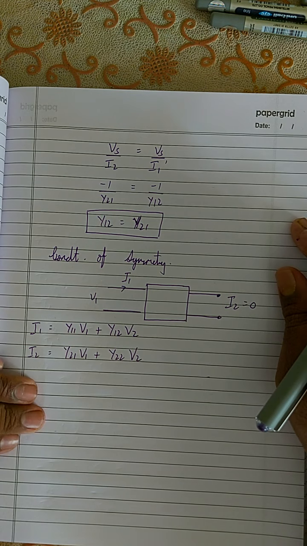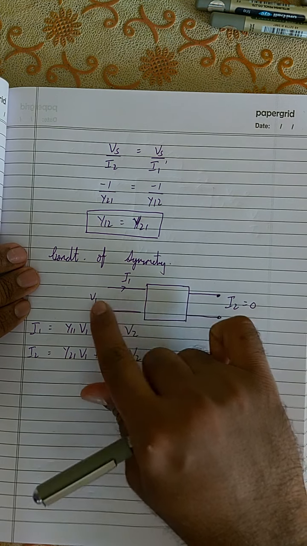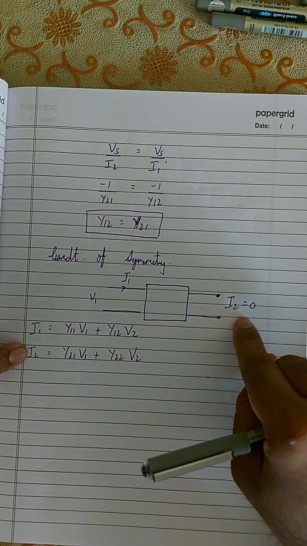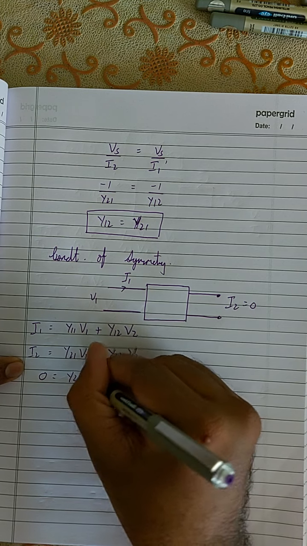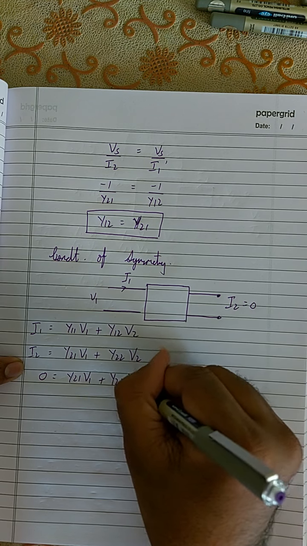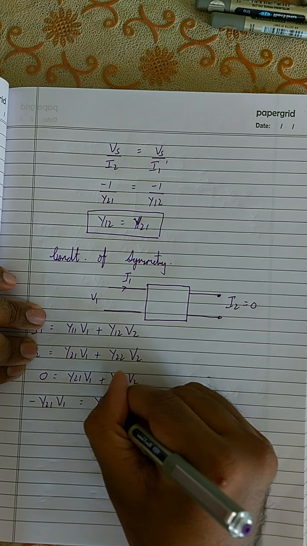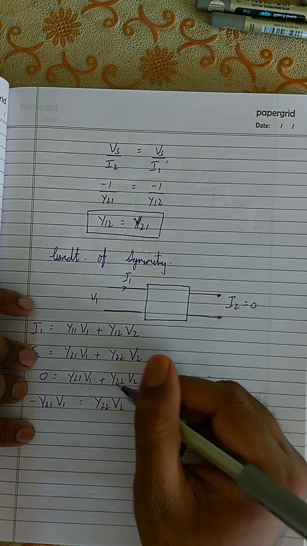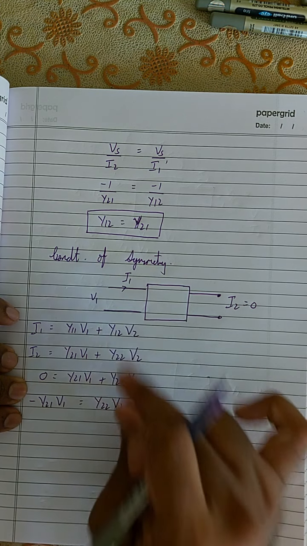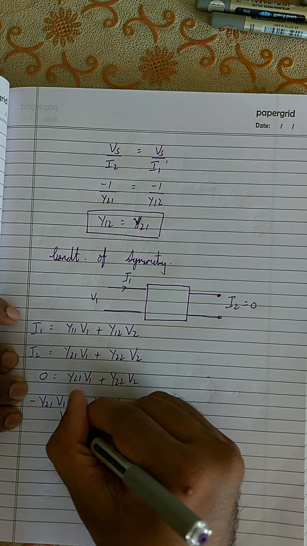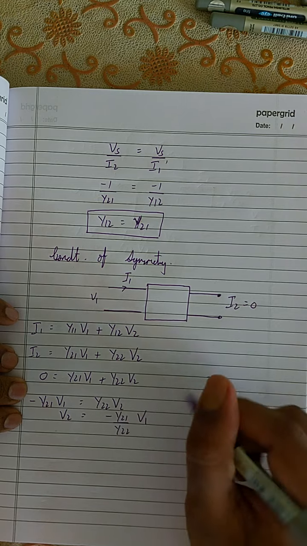Okay, so here I know that I2 is equal to 0, and I'm trying to find V1 by I1. So first, I2 equal to 0 means this equation becomes 0 is equal to Y21 V1 plus Y22 V2, or in other words, minus Y21 V1 is equal to Y22 V2. I'm trying to find V1 by I1, which means I don't want V2, so I will remove V2. So what is V2? V2 is equal to minus Y21 by Y22 V1.